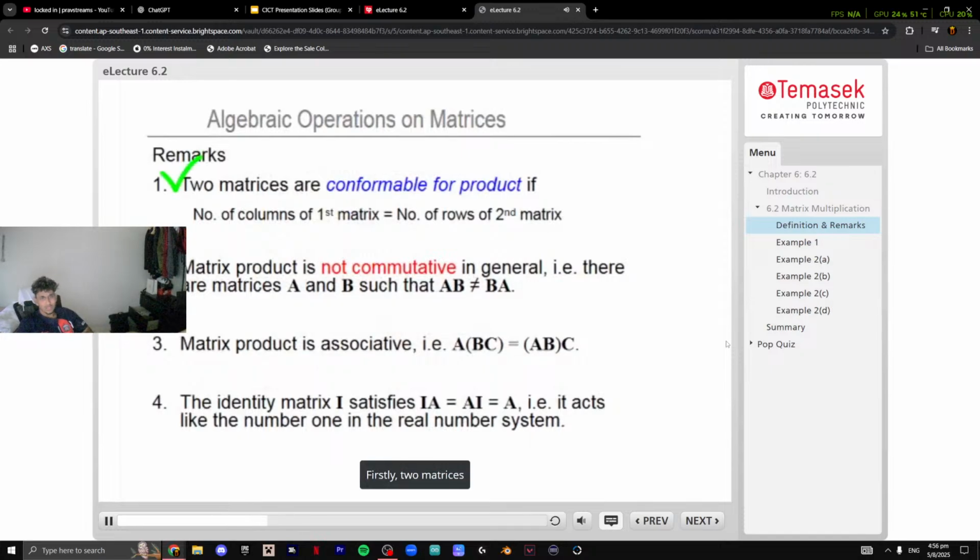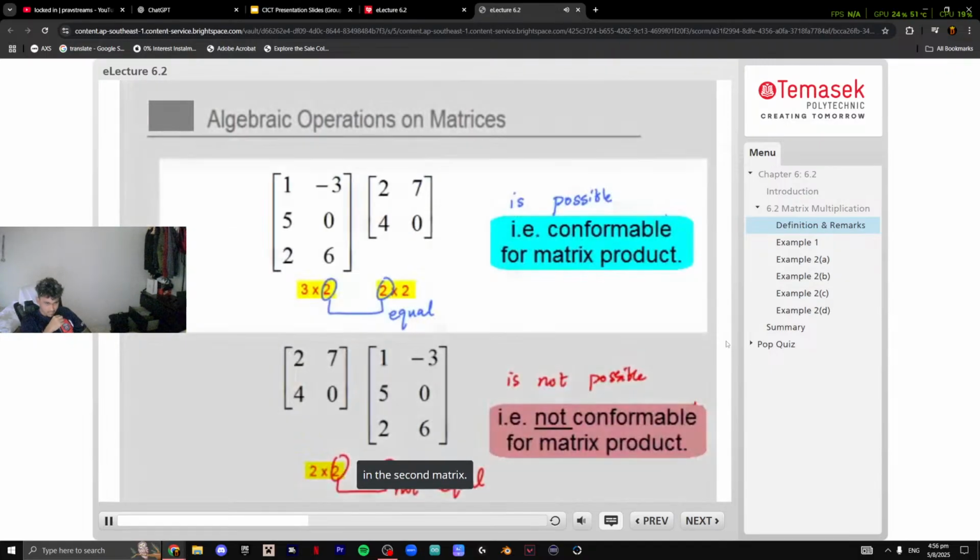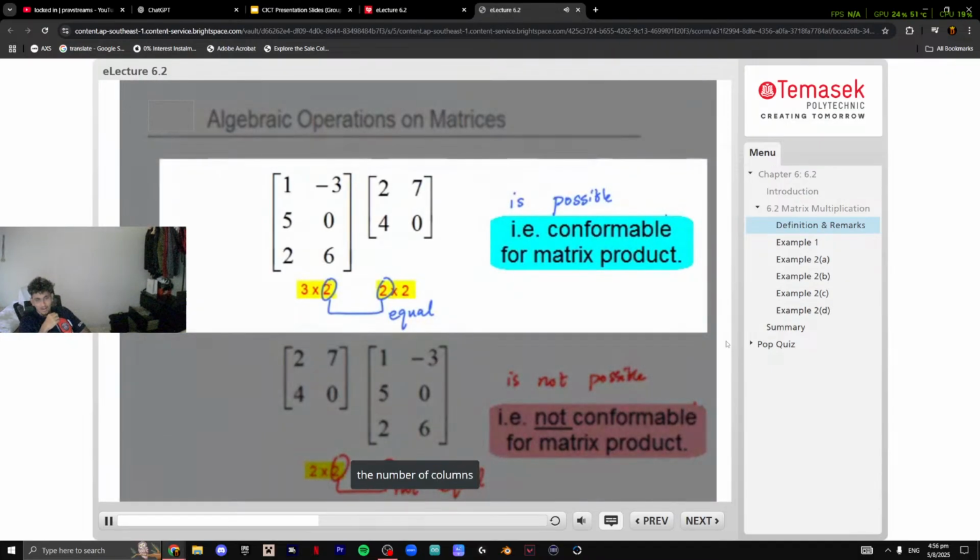Firstly, two matrices are conformable for product if the number of columns of the first matrix is equal to the number of rows in the second matrix. As you've seen in this example, the number of columns in the first matrix is equal to the number of rows in the second matrix.